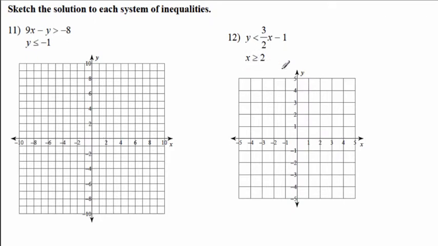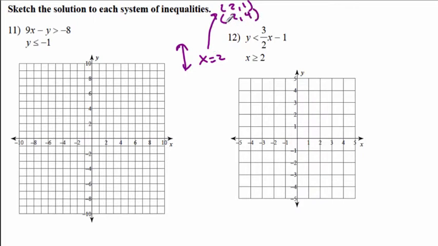A lot of students have a problem with that, so let's look at what that looks like. X has to be greater than or equal to 2. All right, so the line x equals 2. What does that look like? That is a vertical line. And I always tell students, if you don't know, let's pick 2 points that have an x value of 2. So let's go with like 2, 1, and maybe 2, 4.